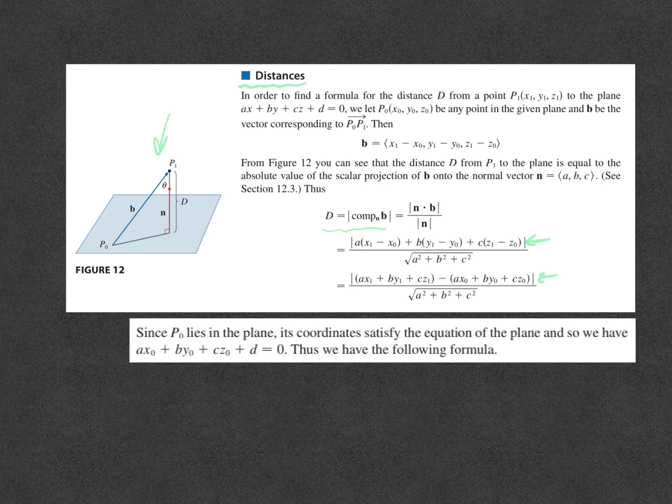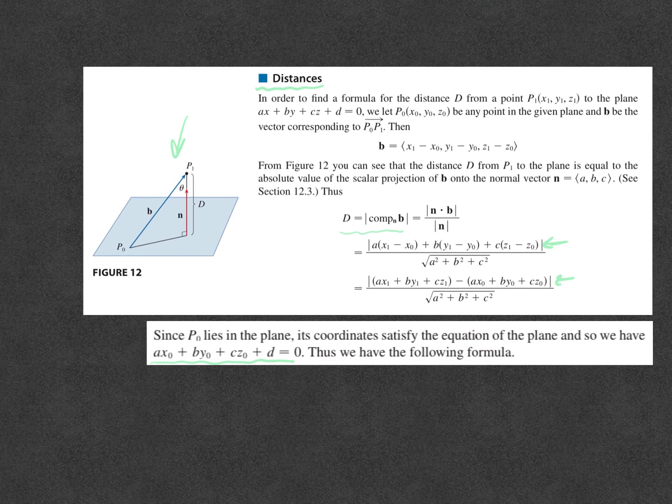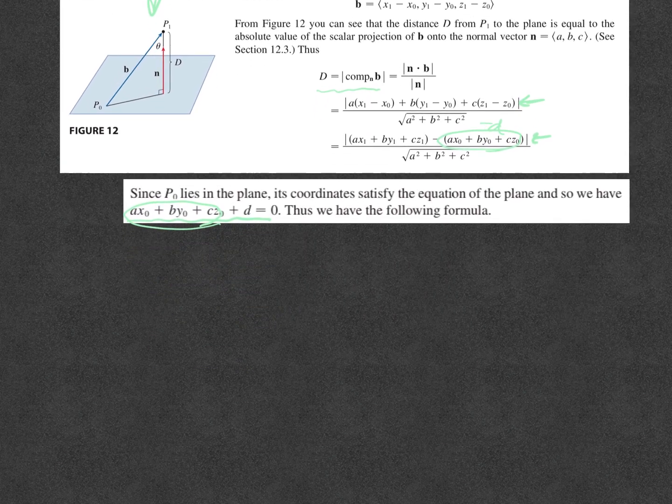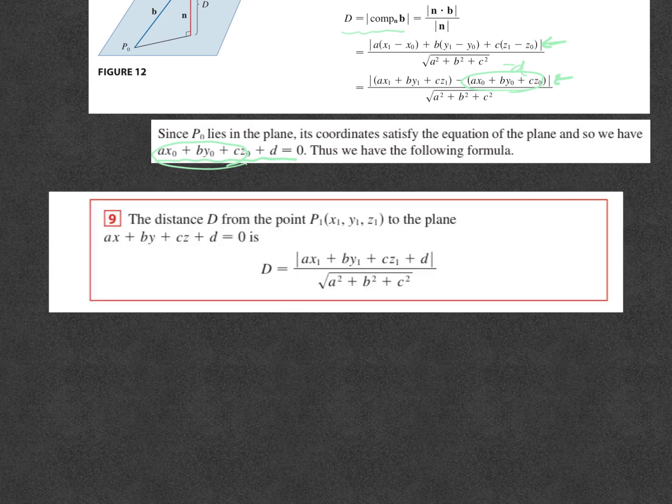Now, if you look at the next part, it says since P sub O lies on the plane, we have this equation. So notice that this part of the equation here is equal to this part of the equation here, which is negative d if you take the d to the other side. So that's going to give us a really pretty distance formula. So here we have the distance from the point to the plane is the following formula. D equals the length of Ax1 plus By1 plus Cz1 plus D over the length of N.